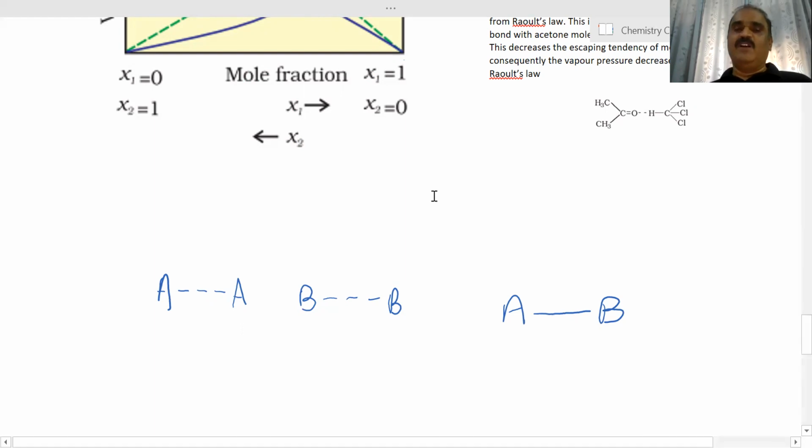Okay. Now, weak forces are dissociated, means heat required is less, heat gained is less. And strong interaction is formed, heat released will be more. So net result, there is release of heat. That is why delta H is negative and the process is exothermic. Okay, so you can do it yourself.